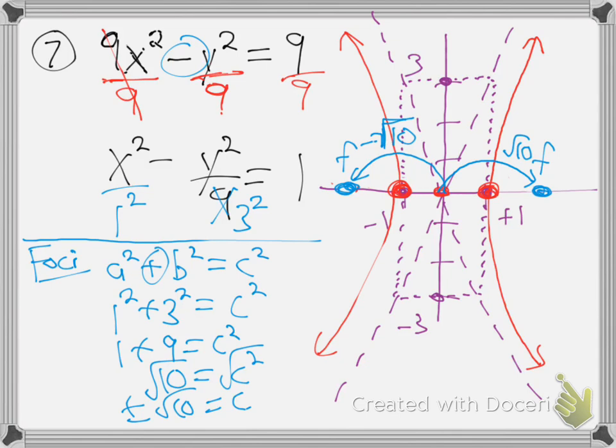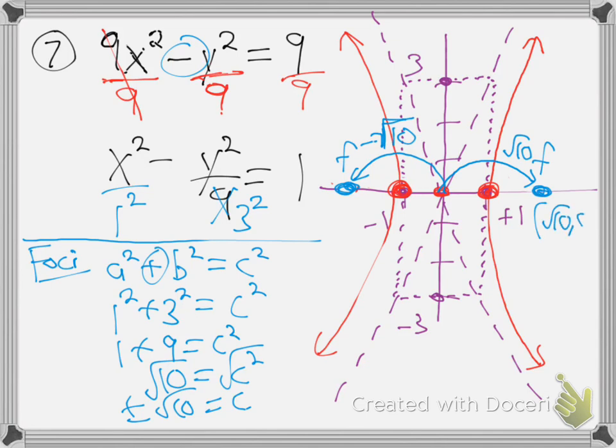Not from a vertex point or from anywhere else. I kept wanting to do it from the vertex point. A, B, and C are always from the center in all the graphs we've been looking at. A and B are from the center, up and down, right and left to the box. C is from the center to the focus. Always.